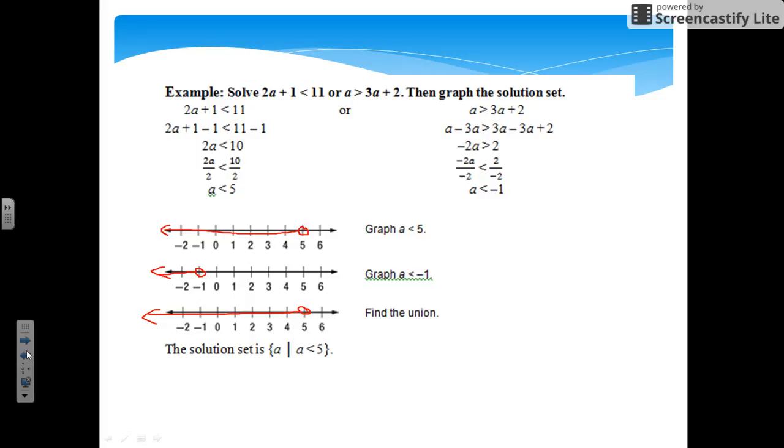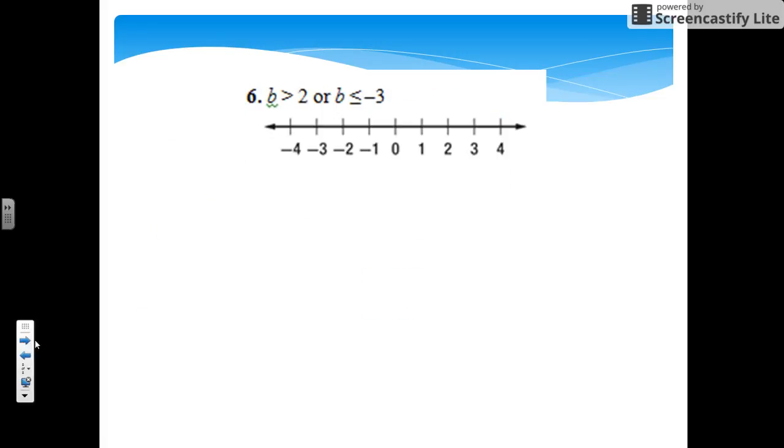And we will do one more example. So we have b is greater than 2. So we'll graph that, and then we have b is less than or equal to negative 3. Now those don't overlap, but that is still the answer solution. They don't always have to overlap.